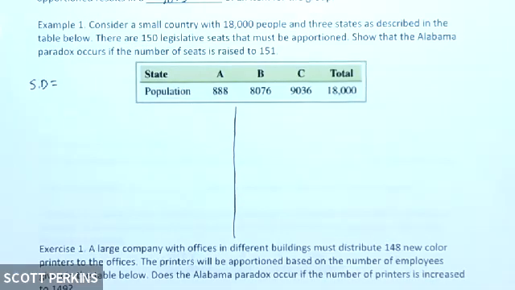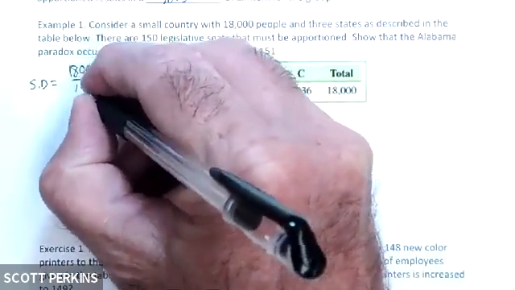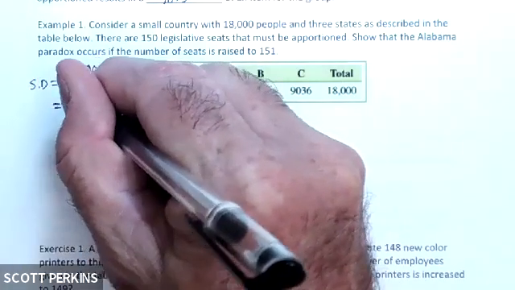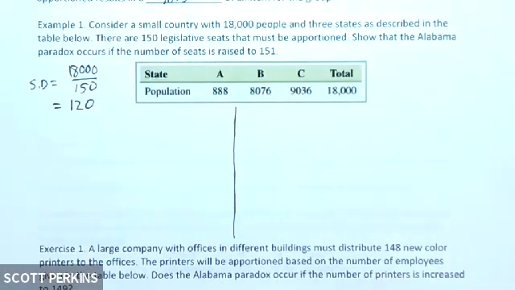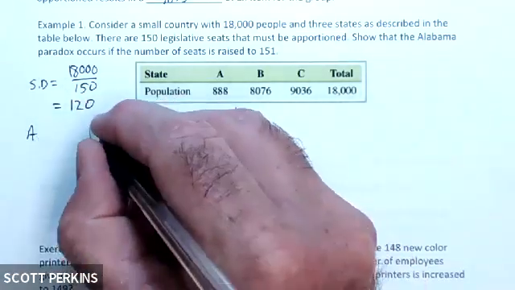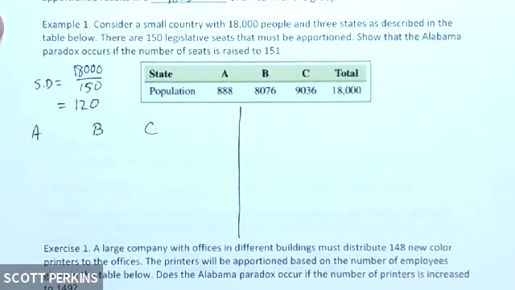How am I going to calculate that standard divisor? Divide 18,000 by 150. Okay, you're exactly right. We're going to divide the 18,000 by 150. And when I throw that into my calculator, that turns out to be 120. So what that means is there's 120 people for each representative. So now what we're going to do is go through each state, and so there's A, B, and C. We're going to go through each state, and we're going to determine exactly how many representatives they get.